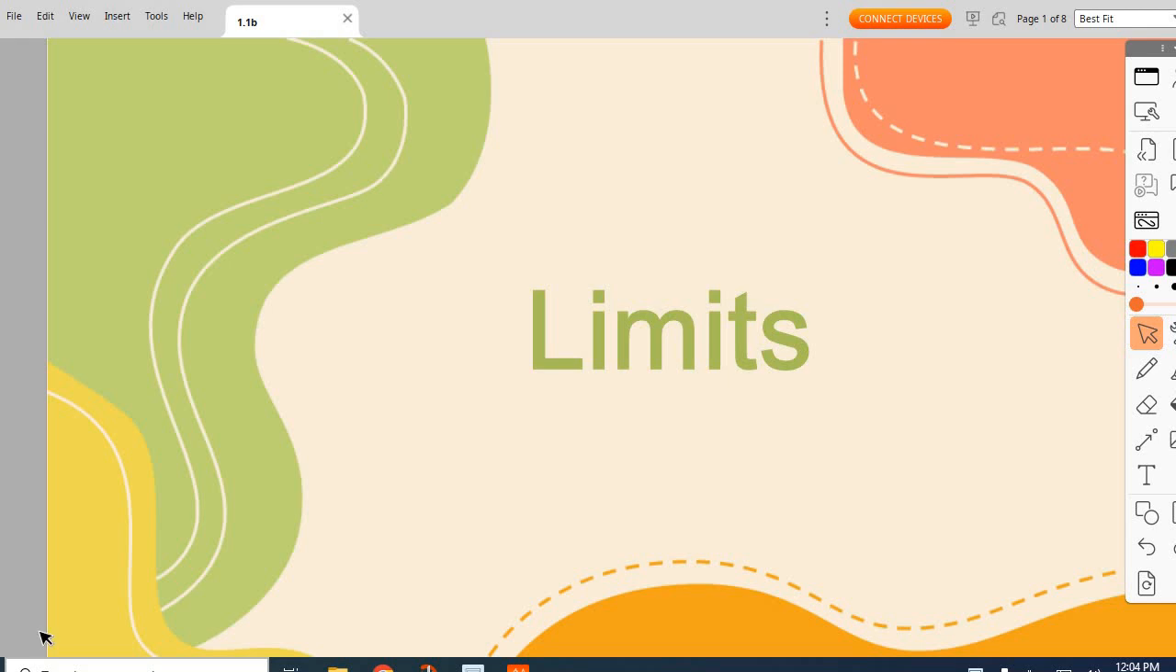Alright, so yesterday we looked at limits from graphs and tables. Today we're going to look at limits algebraically. So remember that we use graphs and tables some of the time, but most of the time, like 75% of the time, we're going to be doing something algebraic.